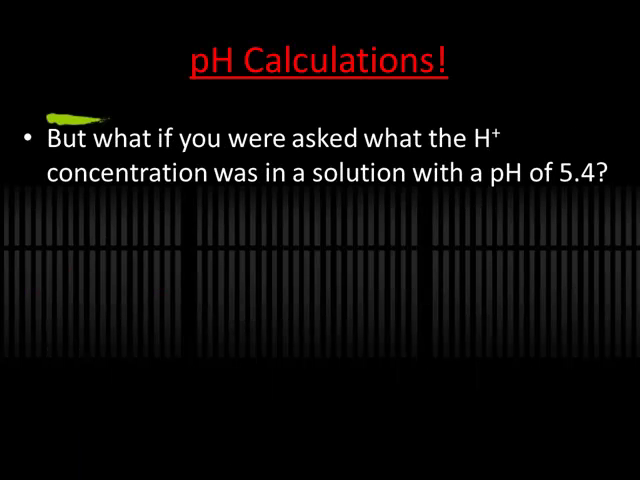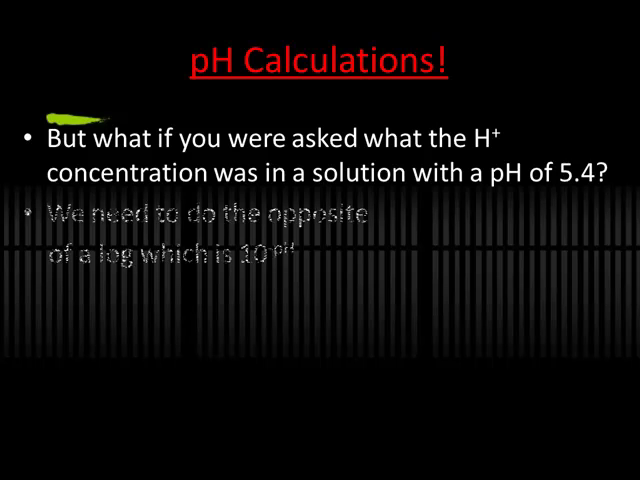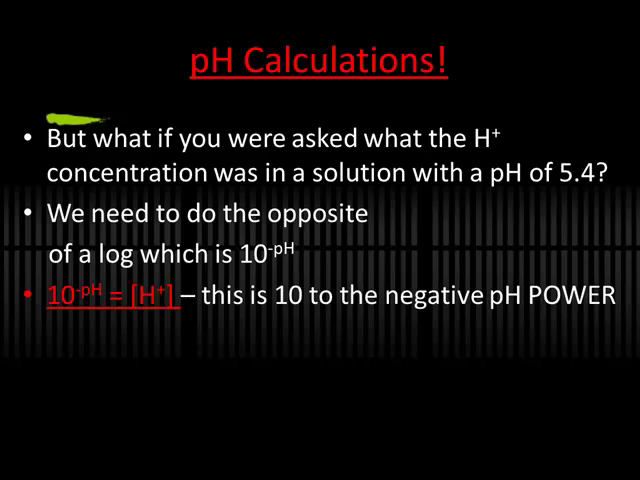But wait, what if they ask you what the H plus concentration is in a solution, but they give you the pH? Uh-oh, that's not going to work. That log function will only work when you're going from concentration to pH, not vice versa. So we have to do the opposite of a log, which, if you take it in math, you would know is 10 to the negative of that power. So 10 to the negative pH power will get us back to the H plus concentration.